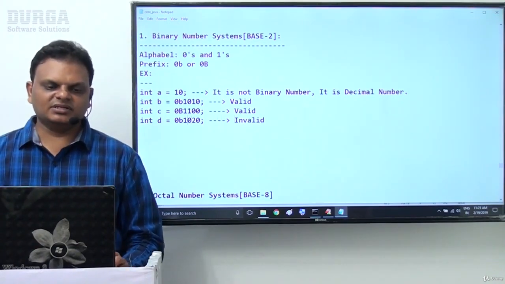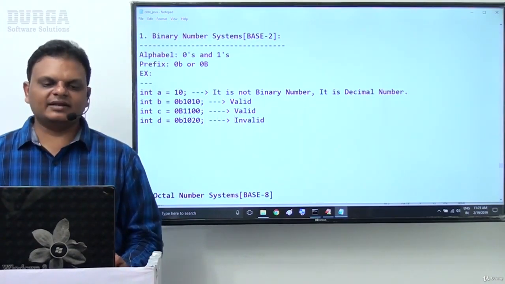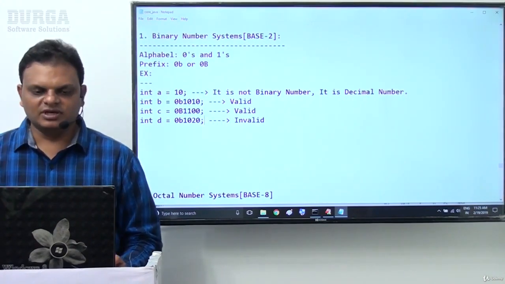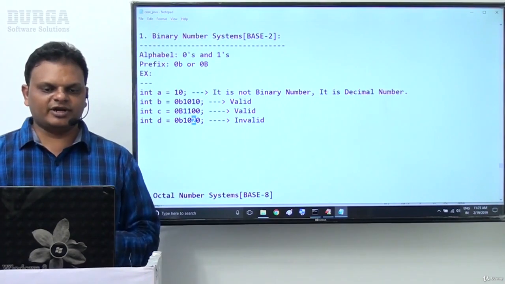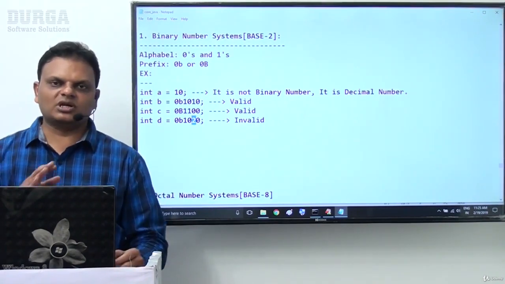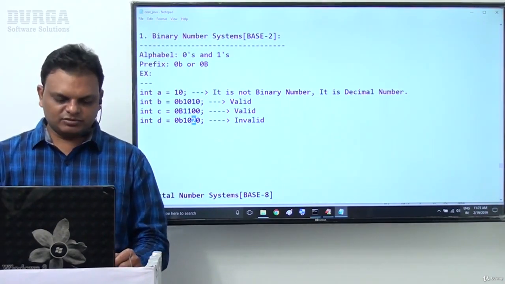The input alphabet for binary numbers is which one? Zeros and ones only. But here we provided which one? No, 2. We provided 2 as a value here. So the 2 is not allowed. 2 is outside the range of binary numbers. We can observe this clearly.